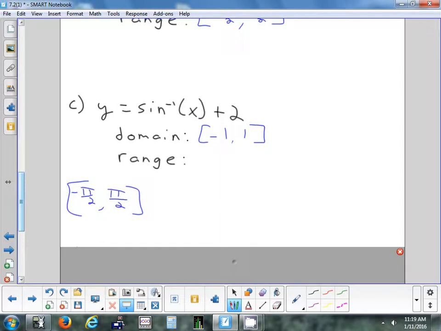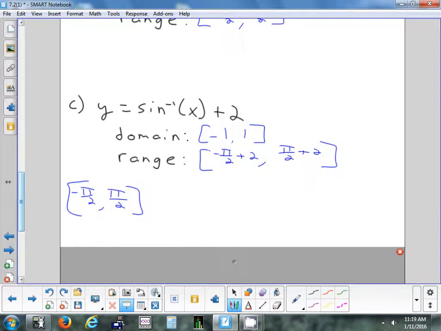And what are we doing with that plus 2? It's going to cause everything to do what? Shift up 2. Okay, if these were nicer numbers, I would actually do this out. But you could just write this. Negative pi over 2 is shifted up 2. And pi over 2 shifted up 2.